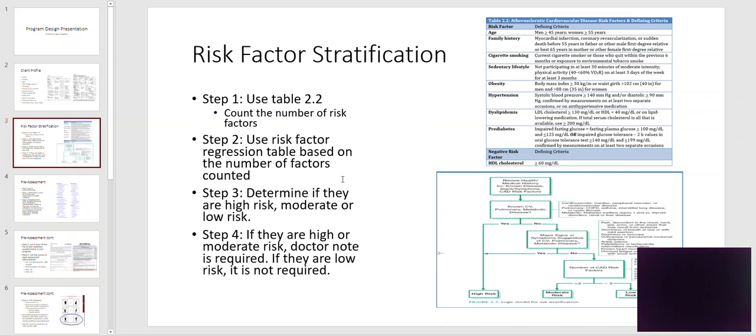Okay, make sure that when you are training your clientele and putting together your program design presentation, this is how you perform the risk factor stratification, and this is one of the first things that you start with.